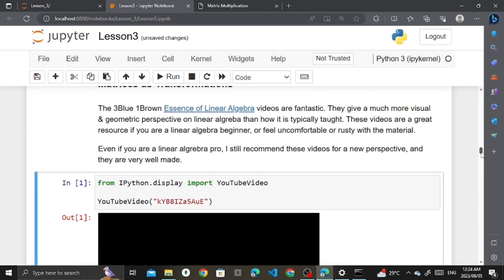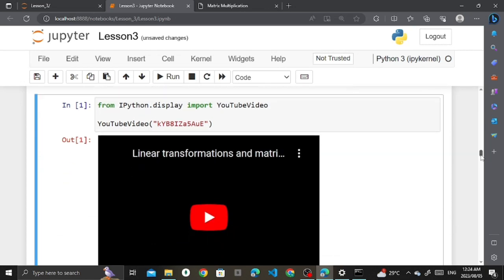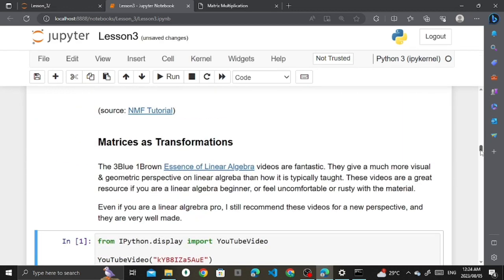It will take time to load if you have this notebook on your computer after the class. There, you get it. It is a video from the Essence of Linear Algebra series. It gives a very visual and geometric perspective on linear algebra, and I think this video is great if you are a linear algebra beginner or you are feeling rusty about linear algebra. If you're interested in how it relates to SVD, I would definitely recommend looking at this video.